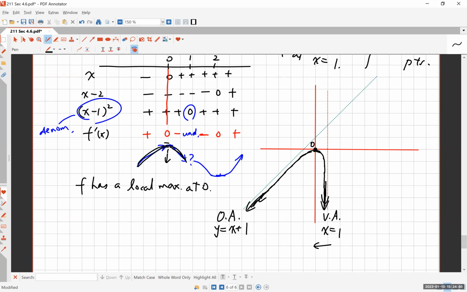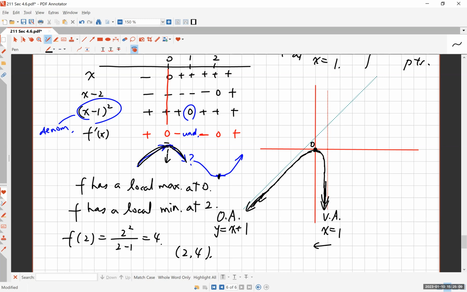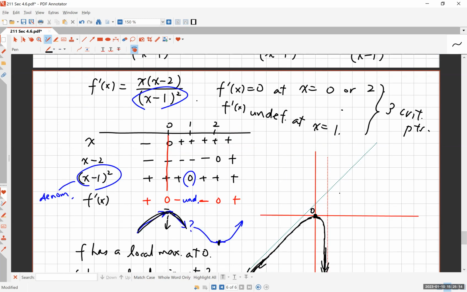All right, we have just drawn this part here like this. And now at this point, f has a local minimum at 2, right? At this point, maybe you want to find out f of 2. Okay, what is f of 2? It's 2 squared over 2 minus 1, and that's 4. So 2, 4 seems to be a, what did I say? Local minimum. 1, 2, 3, 4. That's the local minimum.